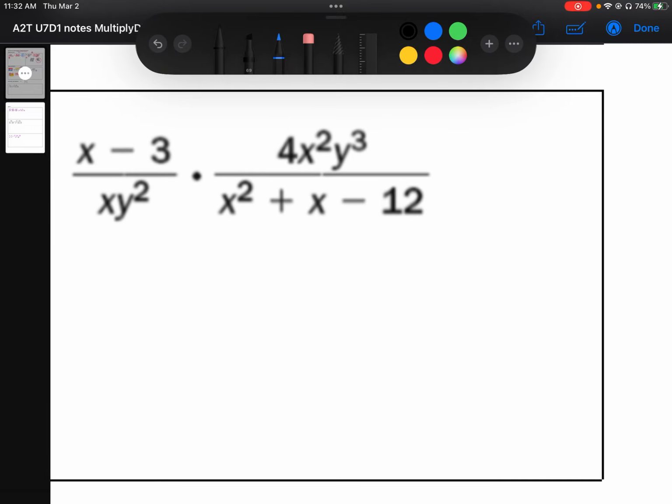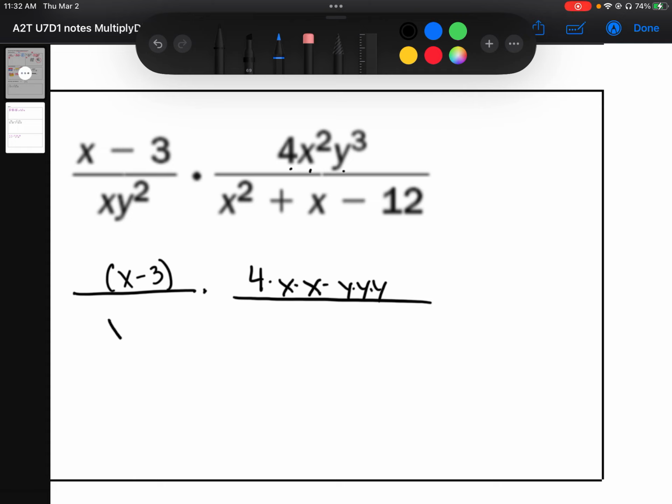Okay, so I'm going to break this down into parts. x minus 3 cannot be broken down. 4x squared y cubed, that's 4 times x times y times y times y. Okay, in the denominator, that's x times y times y. And a trinomial multiplies to negative 12, adds to 1, so x plus 4, x minus 3. All right, and what divides out? x minus 3 is for sure.